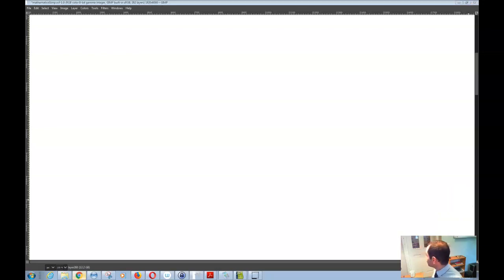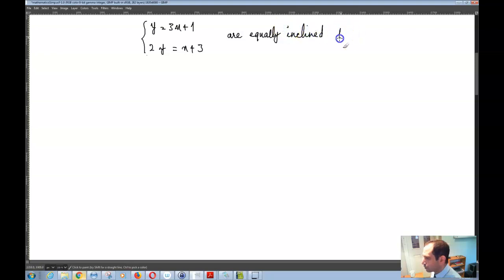So the next question that we have with the rest of the exercises is question number 19. And the question is, if the lines y is equal to 3x plus 1, and 2y is equal to x plus 3, if these two lines are equally inclined to the line y is equal to mx plus 4, you want to find the value of m.